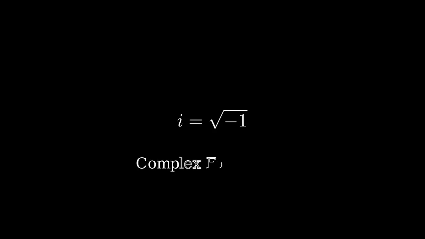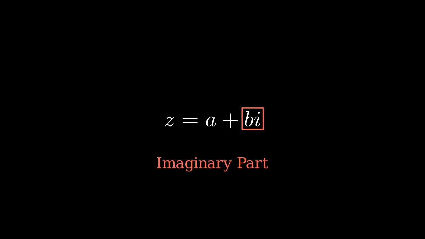This concept serves as the complex foundation for modern math, unlocking a whole new world of numbers. Today, we are exploring the anatomy of complex numbers. A complex number is typically expressed as z equals a plus bi. The component a is what we call the real part. In contrast, the component bi is known as the imaginary part.